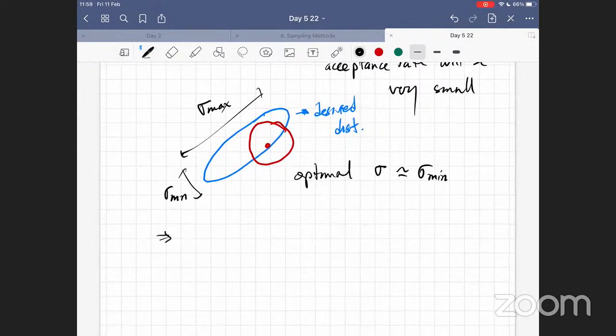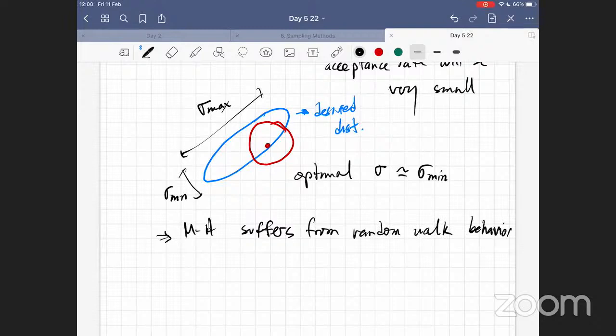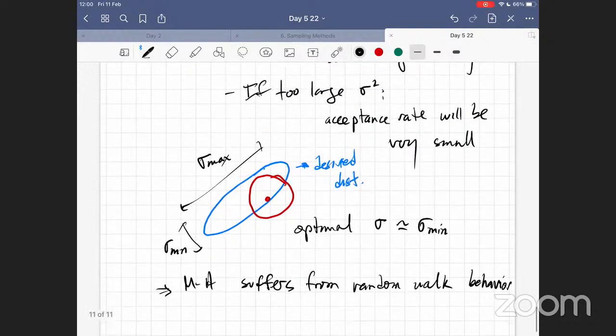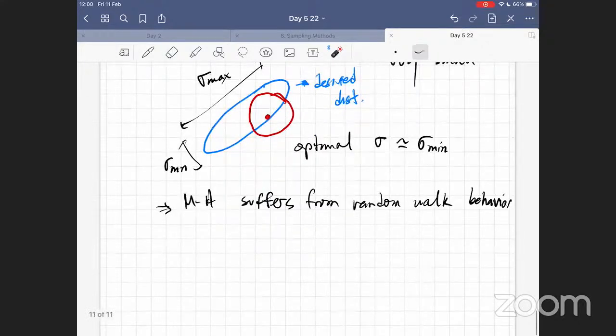Another thing is that Metropolis-Hastings suffers from random walk behavior. And this means that essentially it wastes a lot of time wandering, right? It may go in this direction. If a point is here, you are actually exploring all the possible directions. So it is a waste of resources in a way.